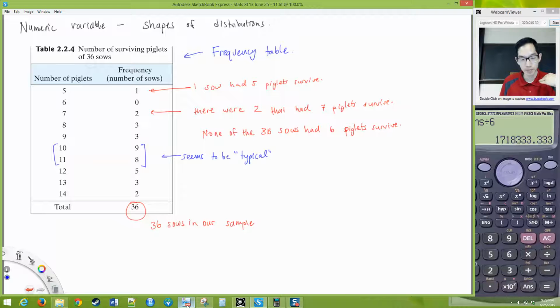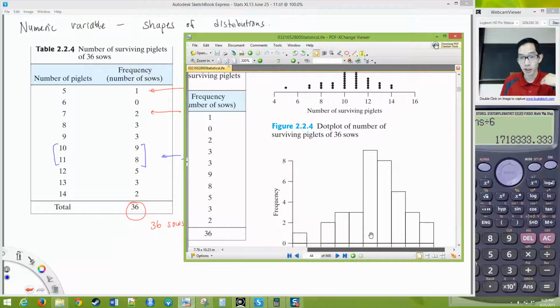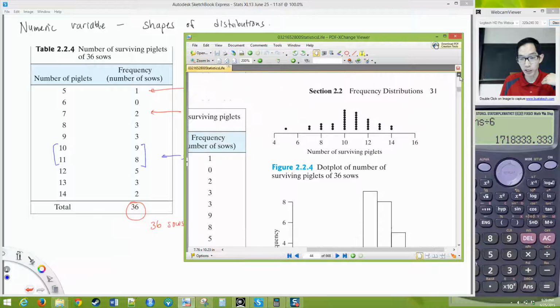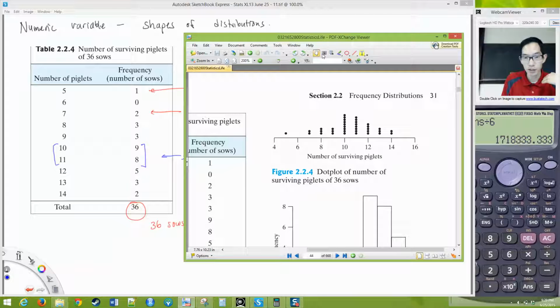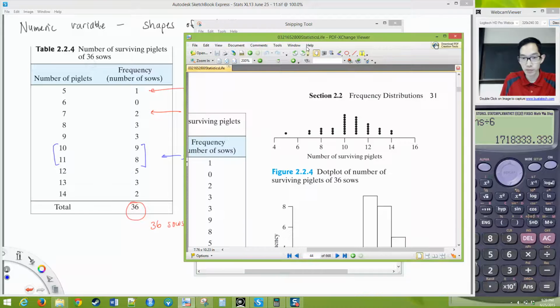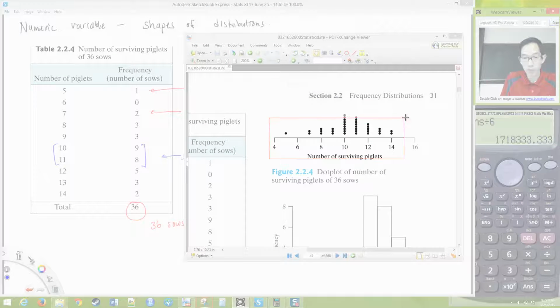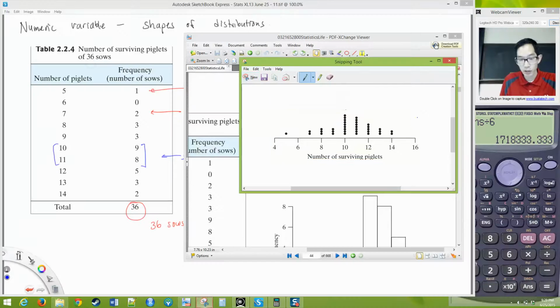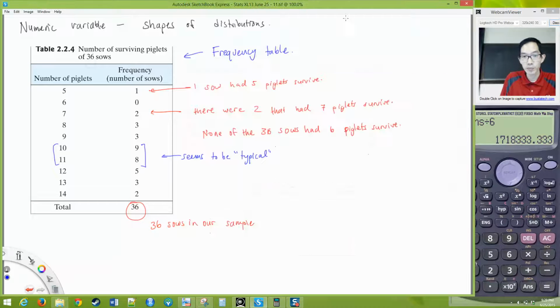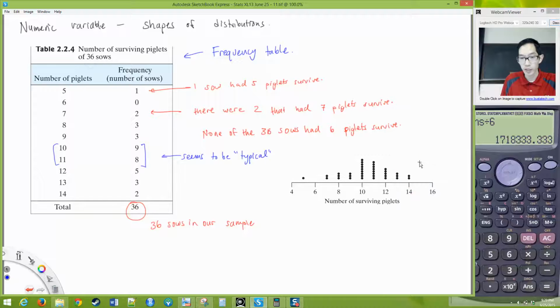So we have that, okay? And then we can make a graphic display. And up here, this is called a dot plot. Okay? So all we're doing for this graphic display is we're taking each number, okay, and we're drawing a dot.